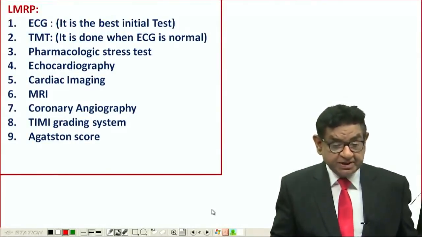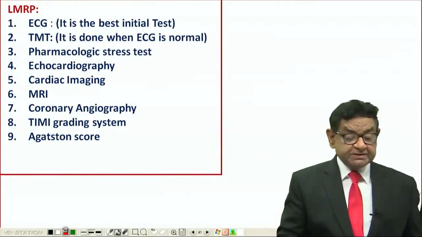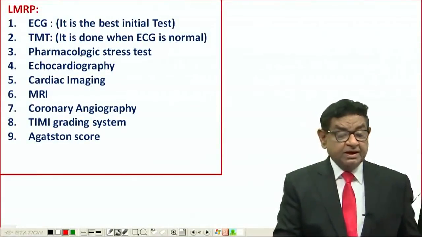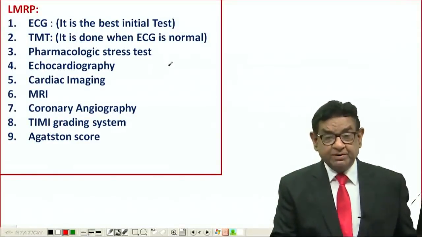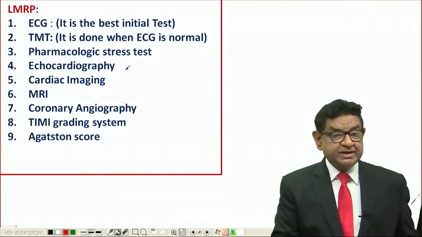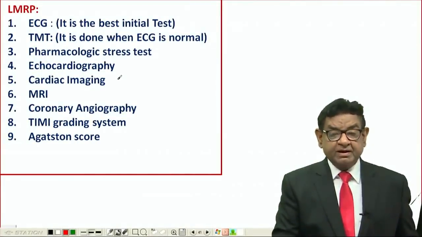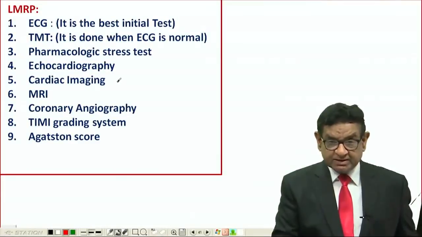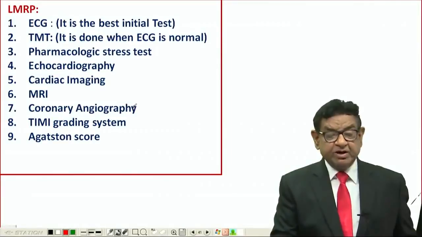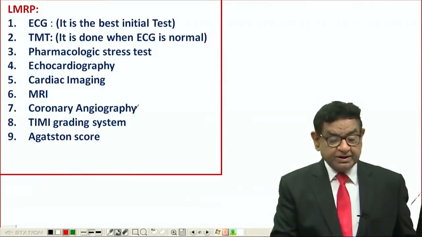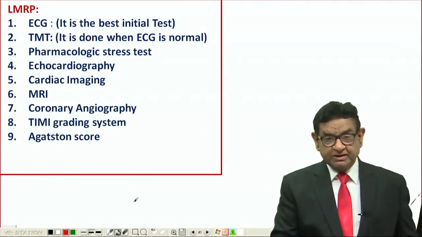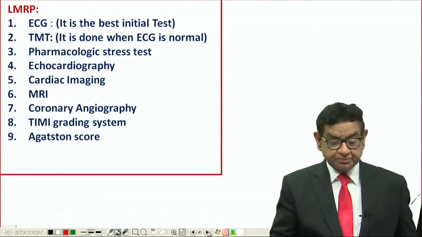Now, last minute revision points. ECG is the best initial test. TMT is done when ECG is normal, and in those patients who are not able to run, we do pharmacological tests, and after that echo, which indicates regional wall motion abnormality. Cardiac imaging is done by thallium scan, and we do cardiac MRI. Angiography is the most confirmatory and most accurate test. The TIMI grading system is to look for the flow, and the Agatston score is to look for the calcification.